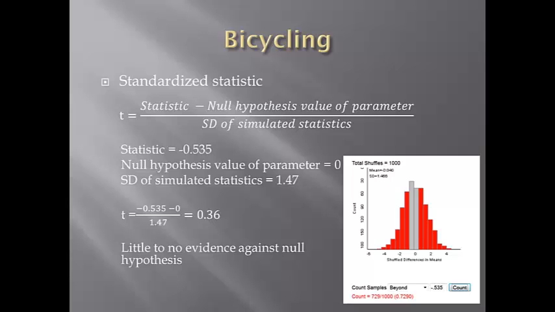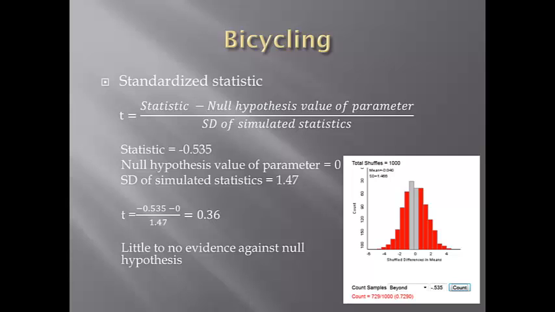The null hypothesis value of the parameter here is 0. The difference in the group means if the null hypothesis is true is 0. Finally, the standard deviation of the simulated statistics is 1.47. We can obtain this value from the simulated statistics under the null distribution. To compute the standardized t-statistic, we take the negative 0.535, subtract 0, divide by 1.47, we get 0.36.